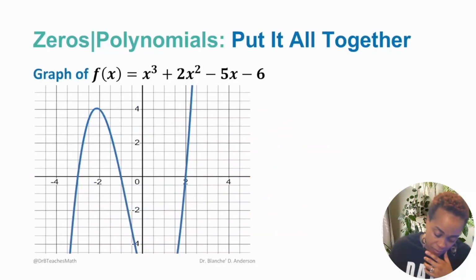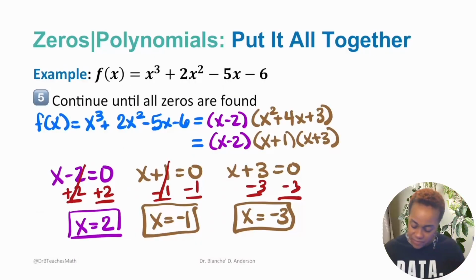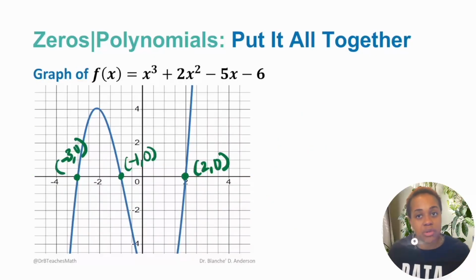And here's the graph. So this is 2, 0, right? And then negative 1, 0. And negative 3, 0. Y'all are like, Dr. B, you got to know what numbers you got. Okay, so those are the 3 zeros.